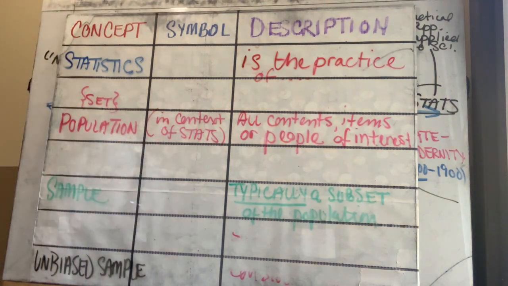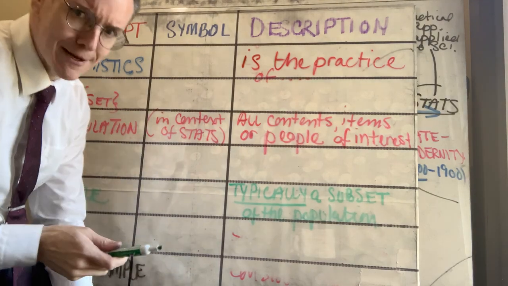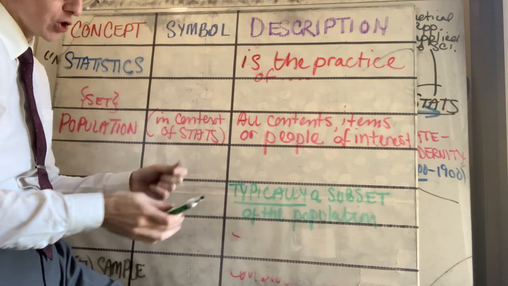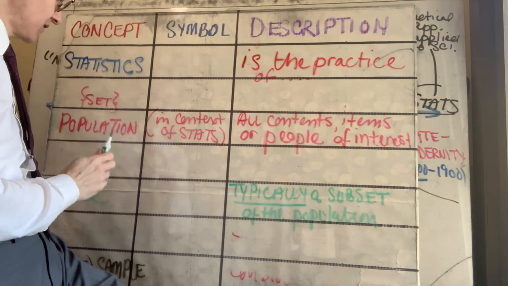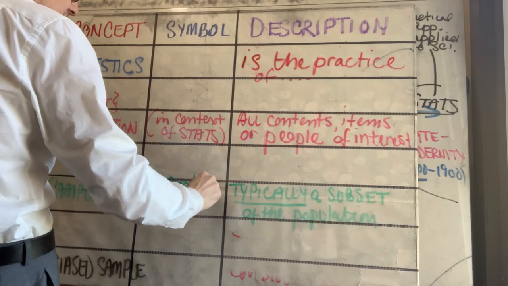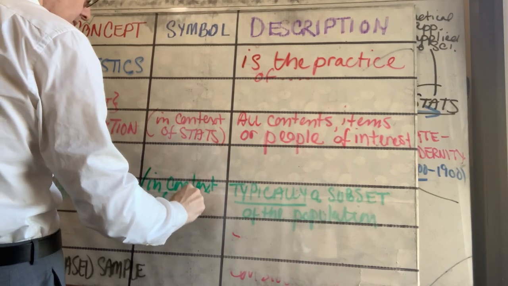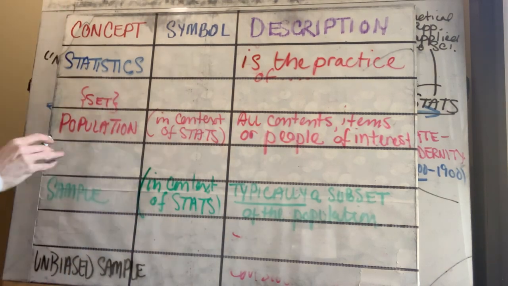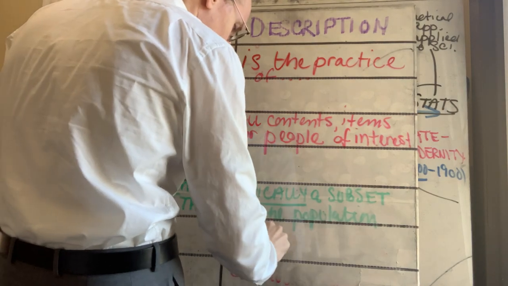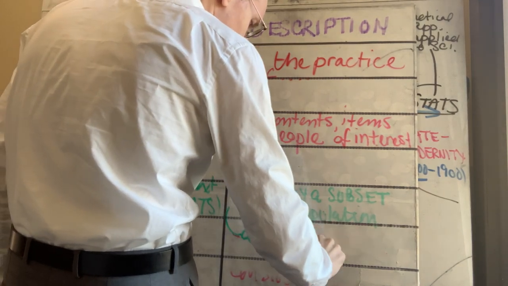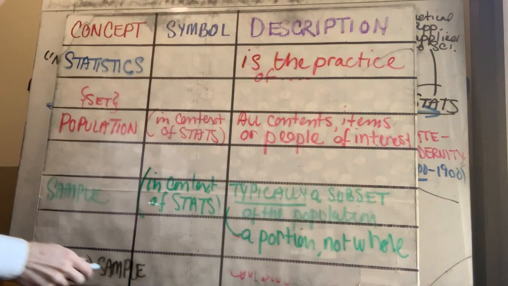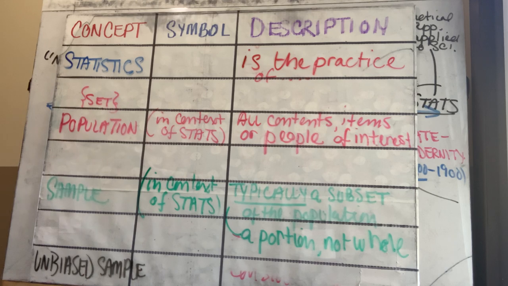In discrete math, a subset can technically be all things included, or nothing at all, or some chunk of it. In the context of statistics, the definition is tweaked a little bit. It's typically a subset of the population that is a portion, not the whole. In discrete math, a subset can also technically be the whole thing.